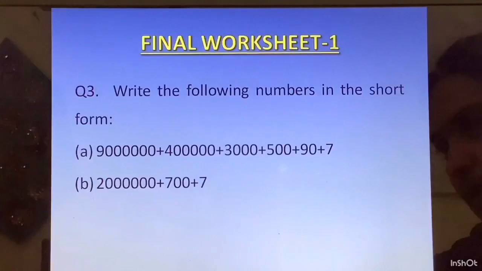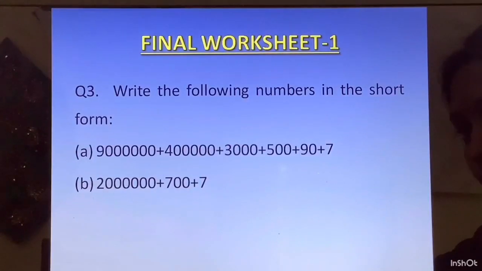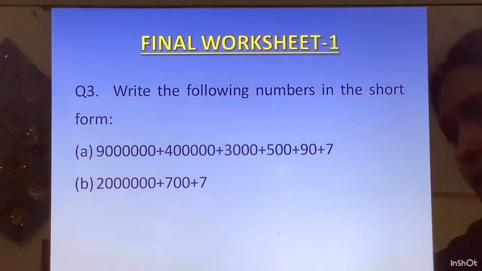Question number 3. Write the following numbers in the short form. A. 9 followed by 6 zeros plus 4 followed by 5 zeros plus 3 followed by 3 zeros plus 500 plus 90 plus 7. B. 2 followed by 6 zeros plus 700 plus 7.